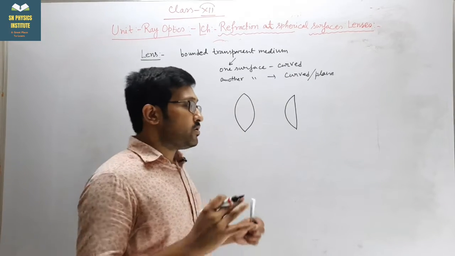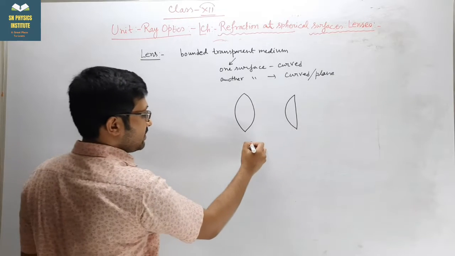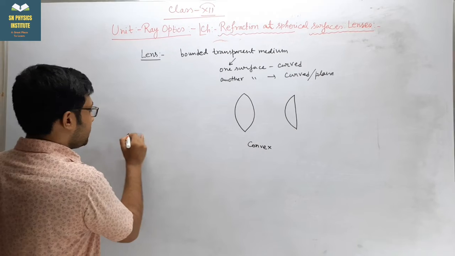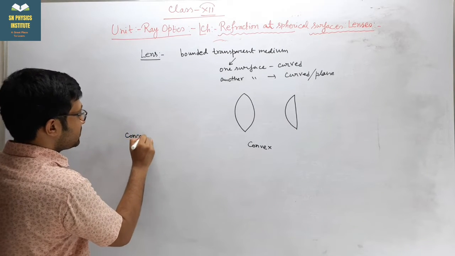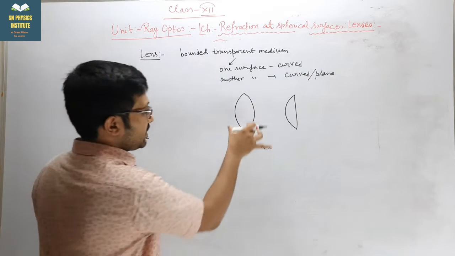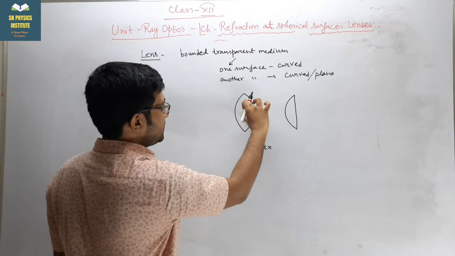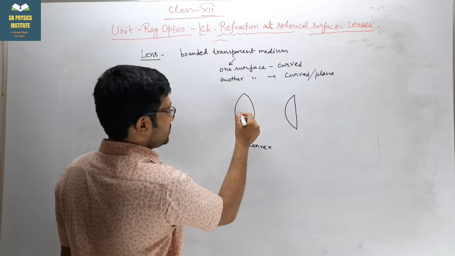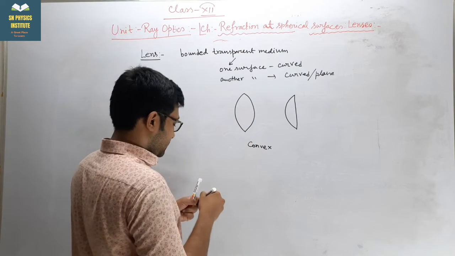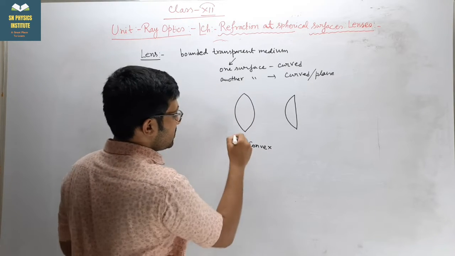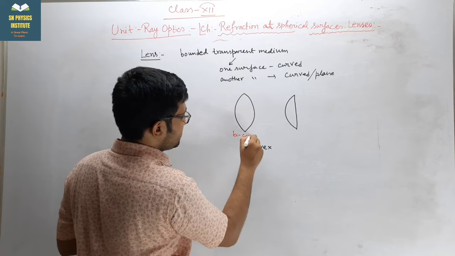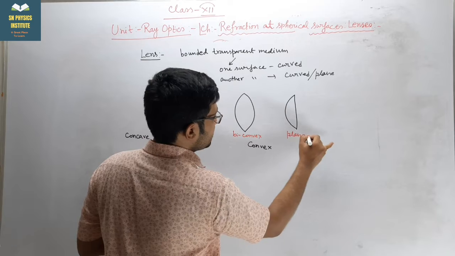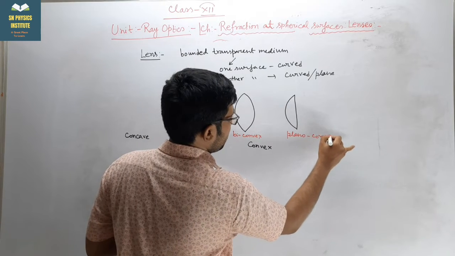So how many types of lens? All of you know, there are two types of lens. One is the convex lens and another one is the concave lens. Convex lens is where the middle portion is thick and the two end portions are thin. So this is called a biconvex lens. The first one that I have drawn is your biconvex lens, right? This one is called a plano-convex lens, right?